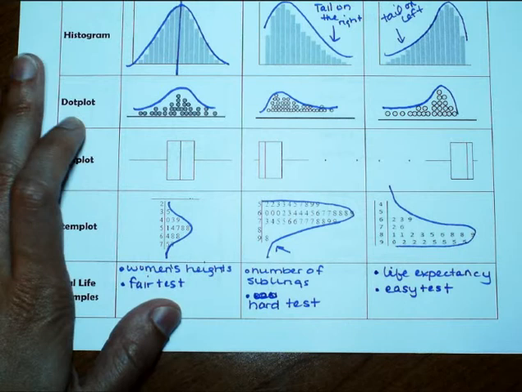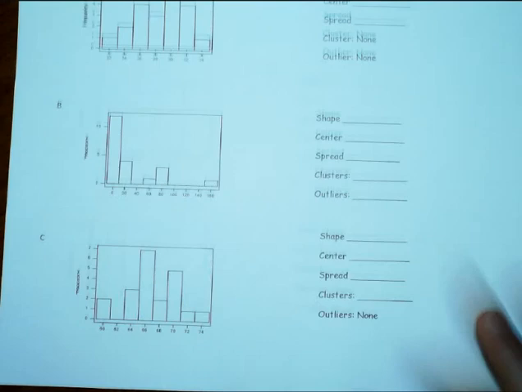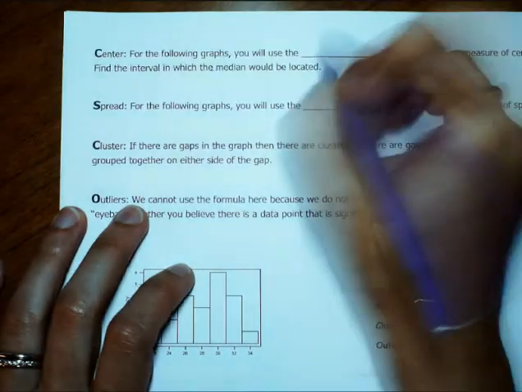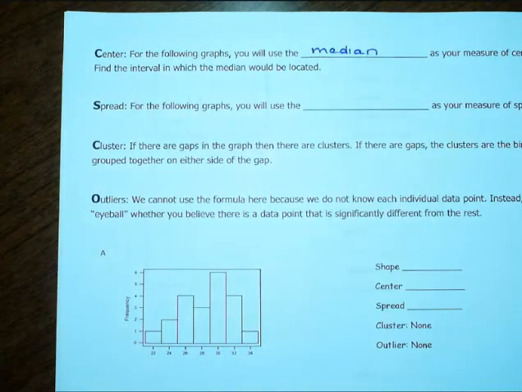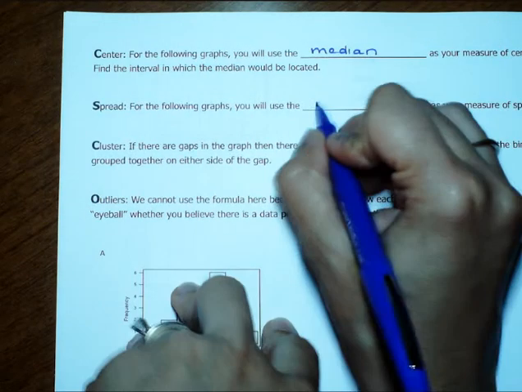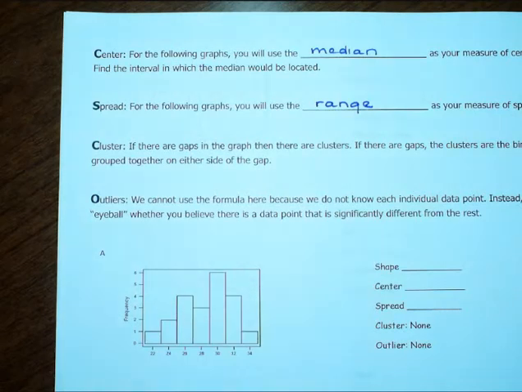So let's take care of our shape. The next thing we want to look at is center. Center in this case is going to be the median. So for the median, we're using the interval in which the median or the midpoint would be located. The spread in this case is going to be the range. Clusters are if there are any gaps in the graph. If you see gaps in the graph, then there are going to be clusters, and the clusters are those bins that are grouped together on either side of the gap.